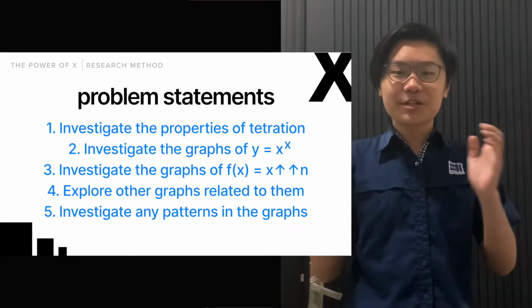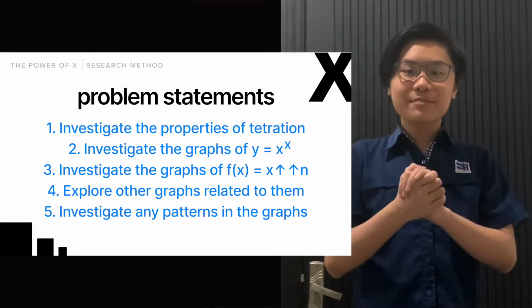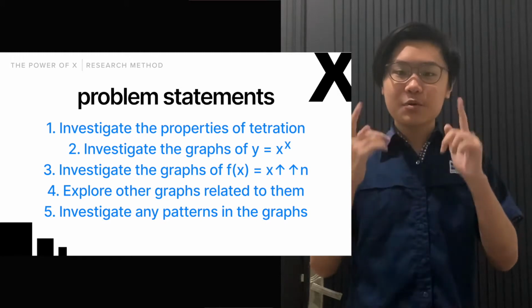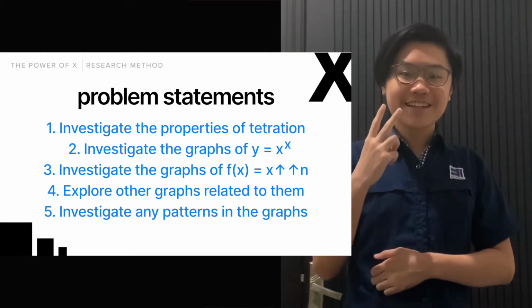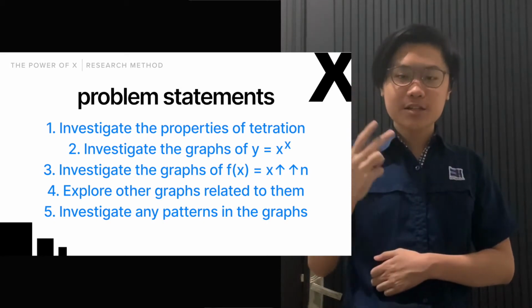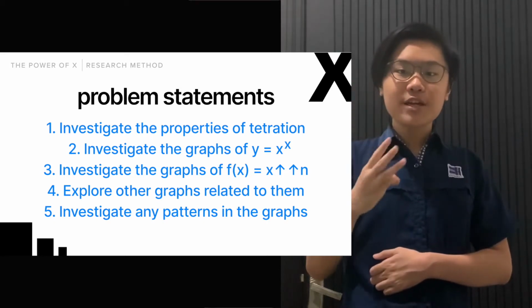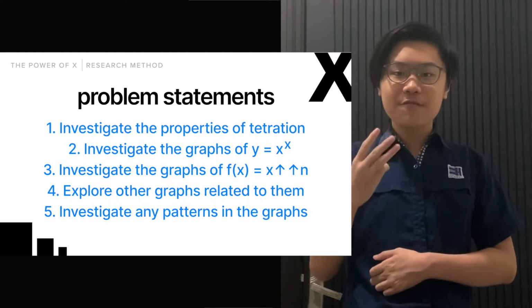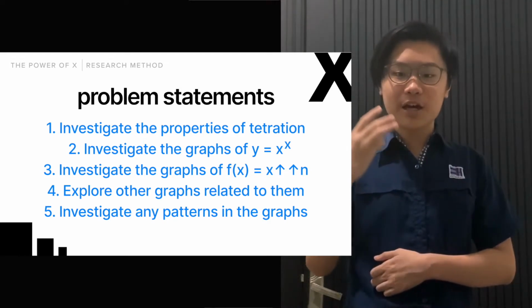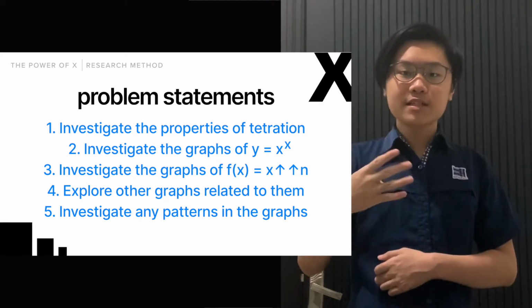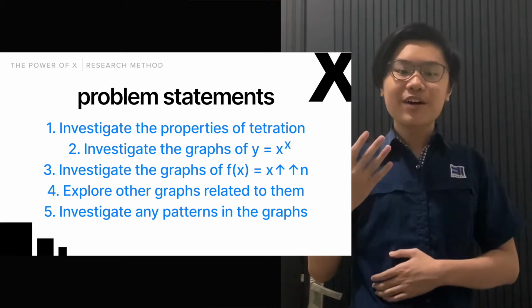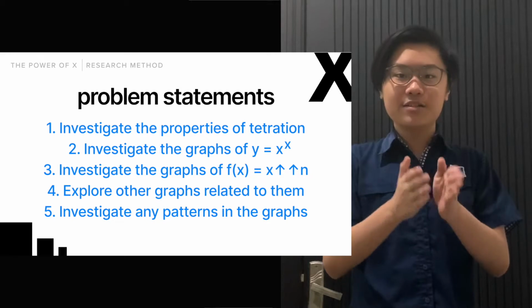And now let us go to the research method. The problem statements for this research are: number 1, investigate the properties of titration. Number 2, investigate the graphs of y equals x to the power of x. Number 3, investigate the graphs of f(x) equals x double arrow n, or titration. Number 4, explore other graphs that are related to them. And number 5, investigate any patterns in those graphs.